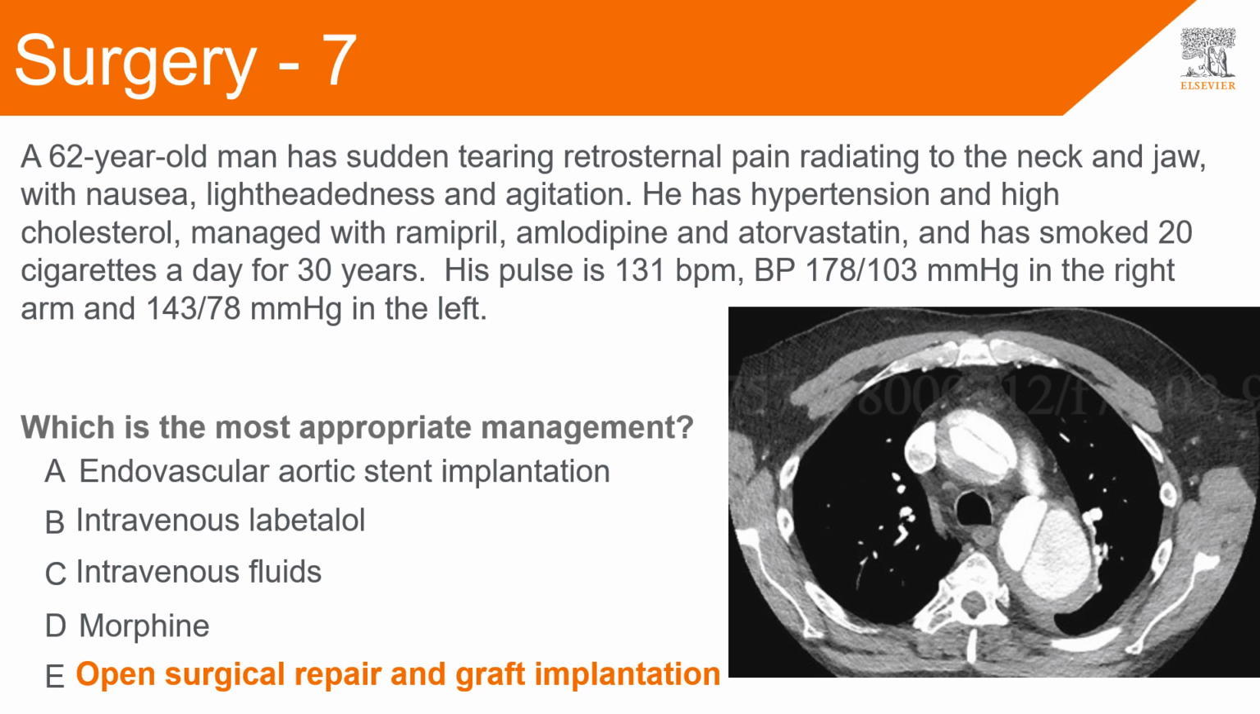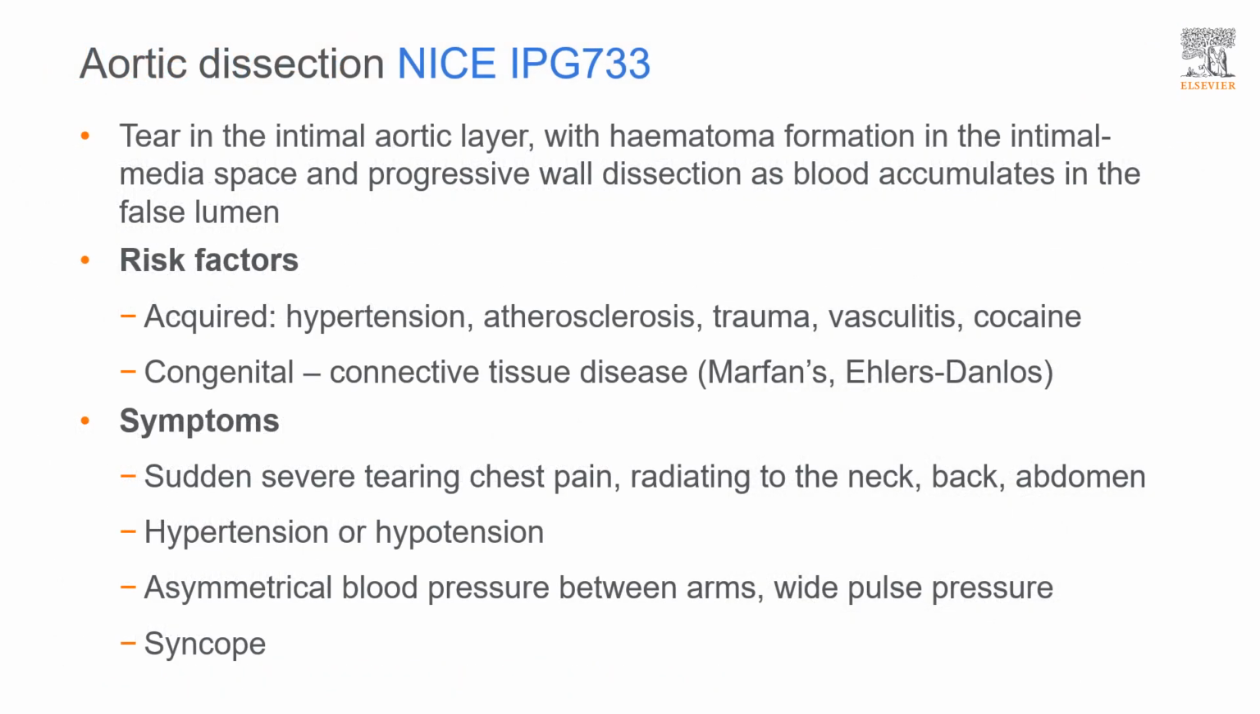And here, the correct answer is E. Open surgical repair and graft implantation. And we'll go through the reasons why in the following slides. In this question, the underlying diagnosis is an aortic dissection. An aortic dissection is a tear in the intimal aortic layer, with hematoma formation in the intimal medial space, and progressive wall dissection with accumulation of blood in the false lumen.